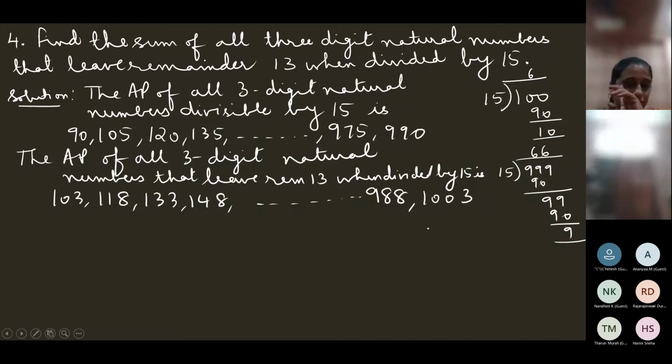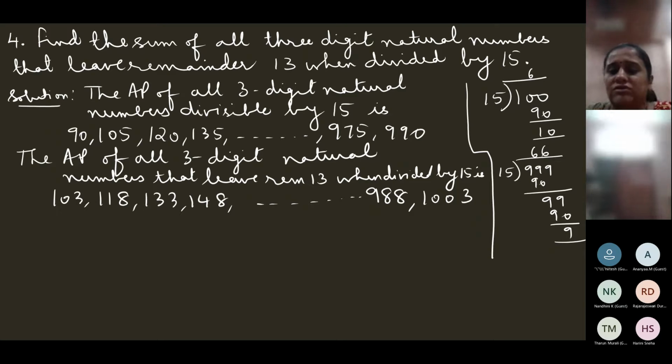All right. So children, what I told you is first generate the AP of all 3-digit numbers. 1003 will not come. Yeah, I'll explain that. So we have to first generate the AP of all 3-digit numbers divisible by 15.